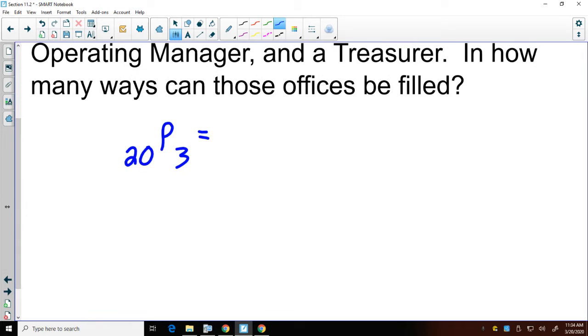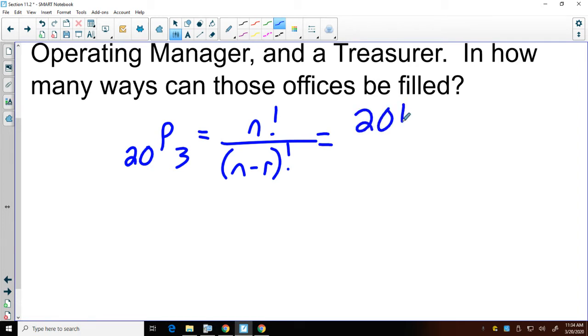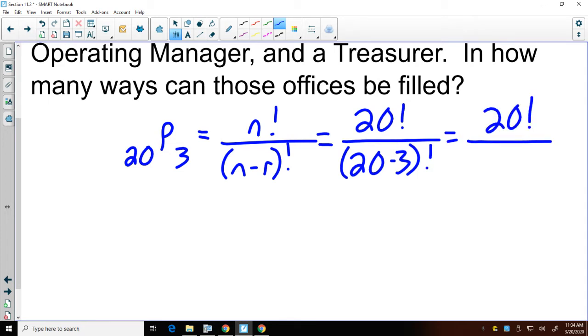The formula is n factorial all over n minus r factorial. So our n factorial, our n is 20, all over 20 minus 3 factorial. So 20 minus 3 is 17 factorial. Now here's what's interesting.